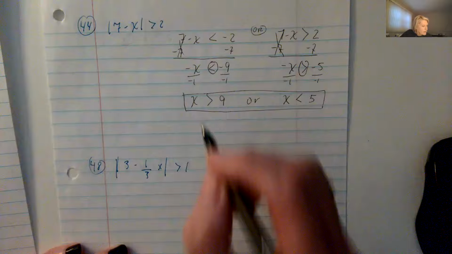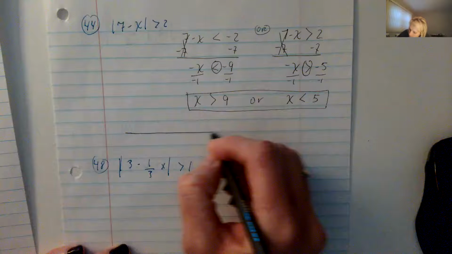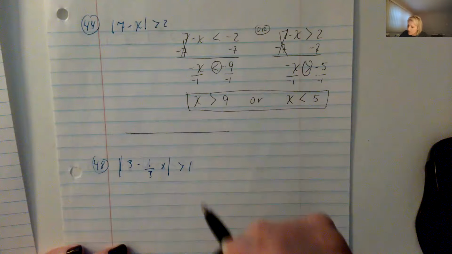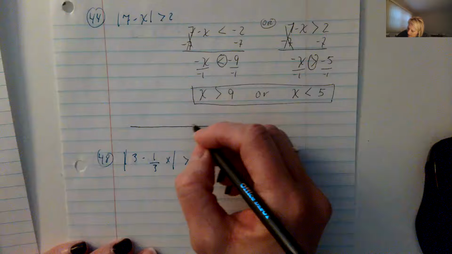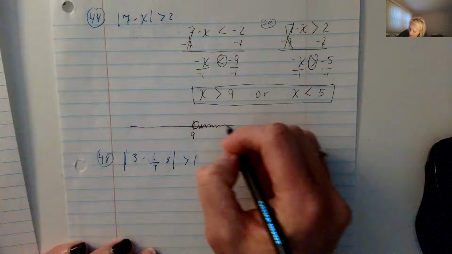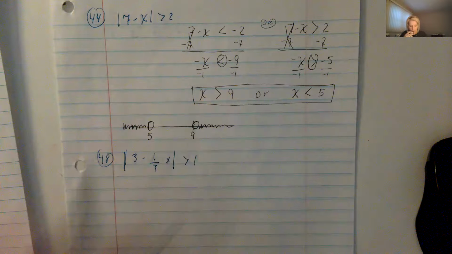And they wanted us to graph the solution set. It's always good to see that here. Did they want us to do that before? We didn't do the interval, did we, before? So greater than 9, and it's strictly greater than, so it's an open circle, and less than 5 is an open circle, and it's to the left.